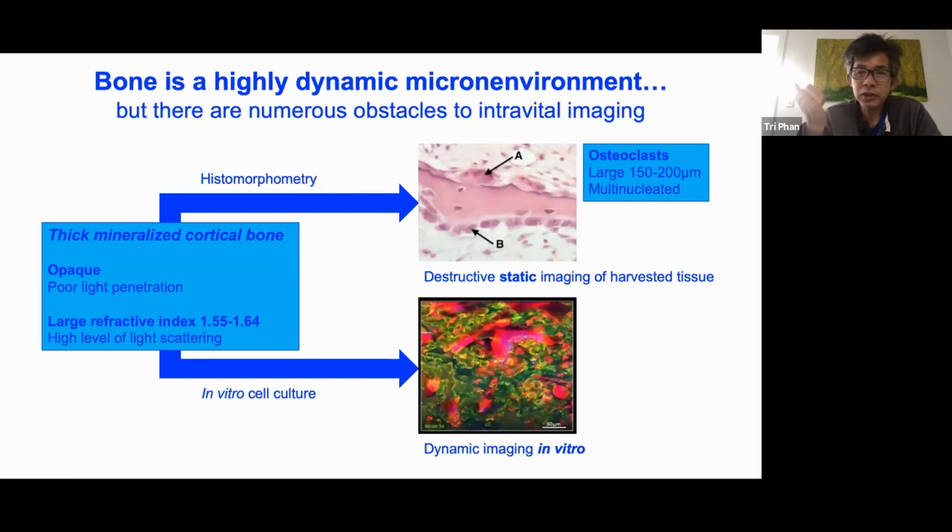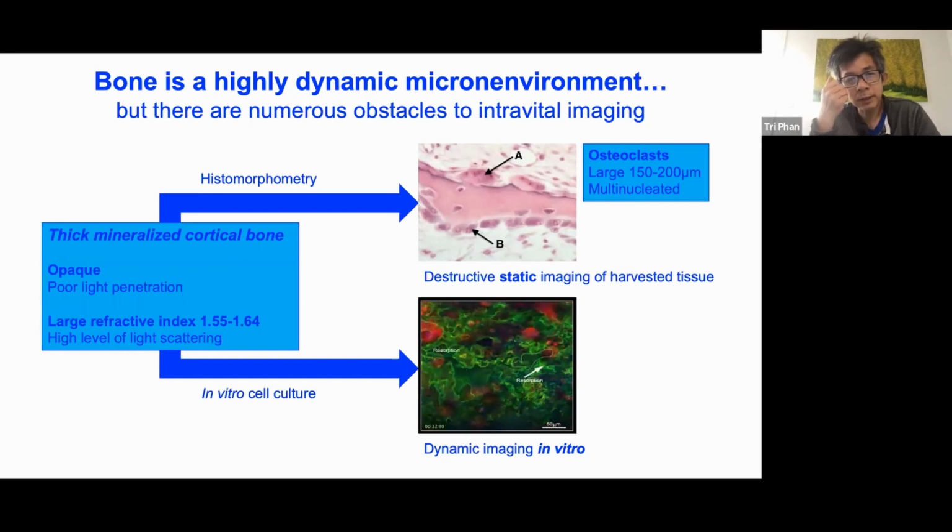One of the biggest challenges is that bone, although it's highly dynamic, is really difficult to penetrate because you've got this thick layer of mineralized cortical bone. It's opaque, so you can't get good light penetration. The bone itself also has a very high refractive index, which means that the light that does get through is highly scattered.